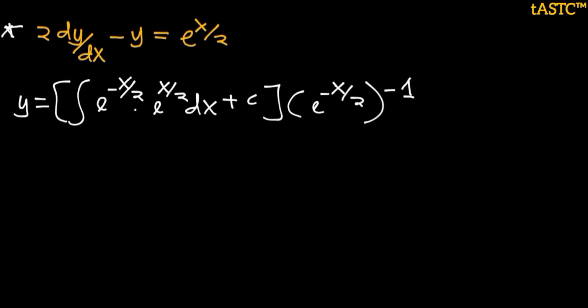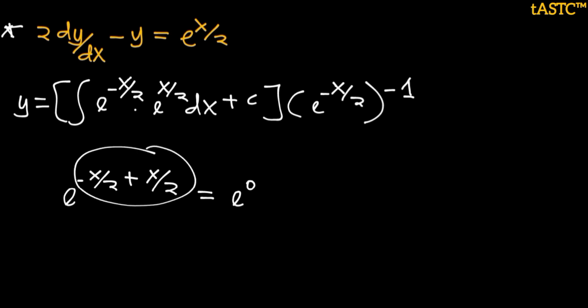Now, if we multiply this, what is going to be the answer? So we're going to have e raised to the power of negative x divided by 2 plus x divided by 2. Multiplying these two, this is what we're going to have. From the laws of indices, you should add the powers of the similar bases. Now, negative half x plus half x will give us e to the 0, because this is going to give us a 0. So we have e to the 0, and that would give us a 1.